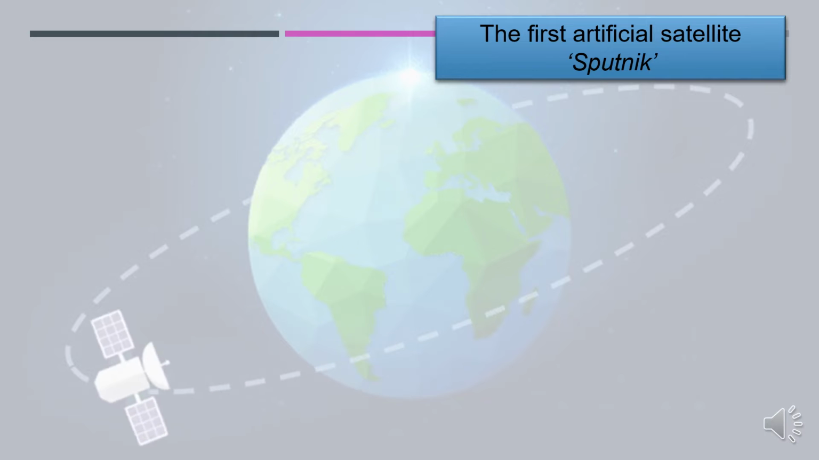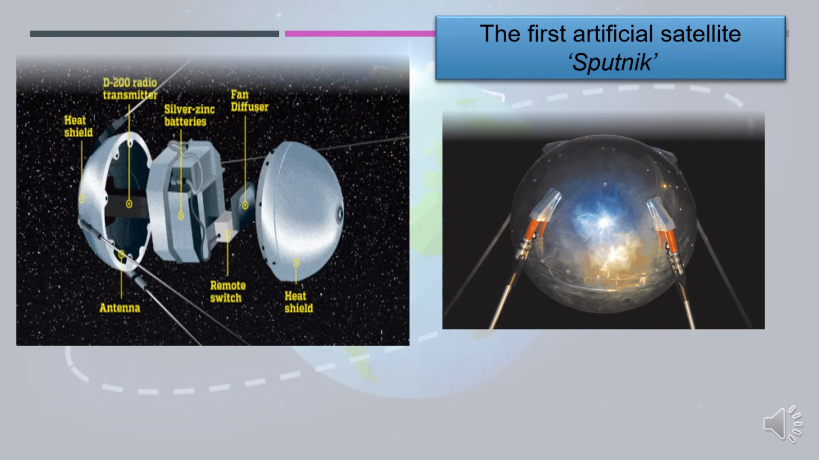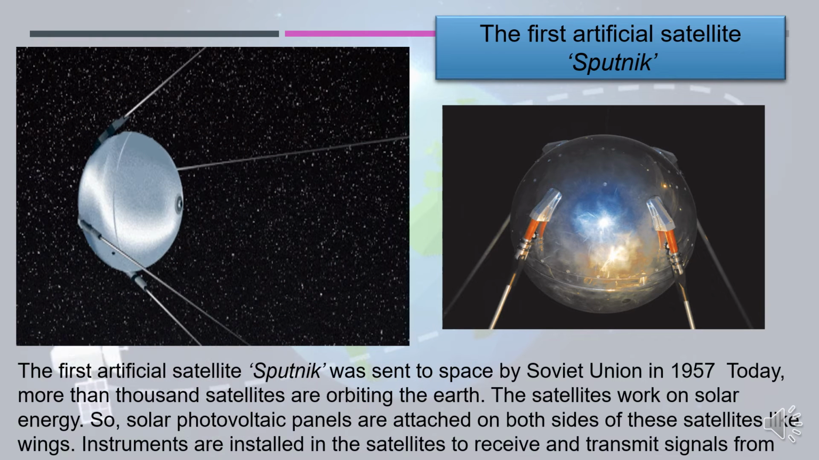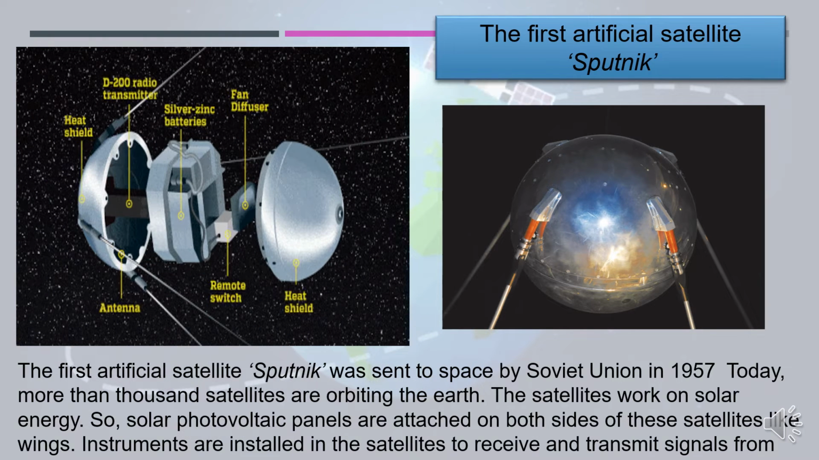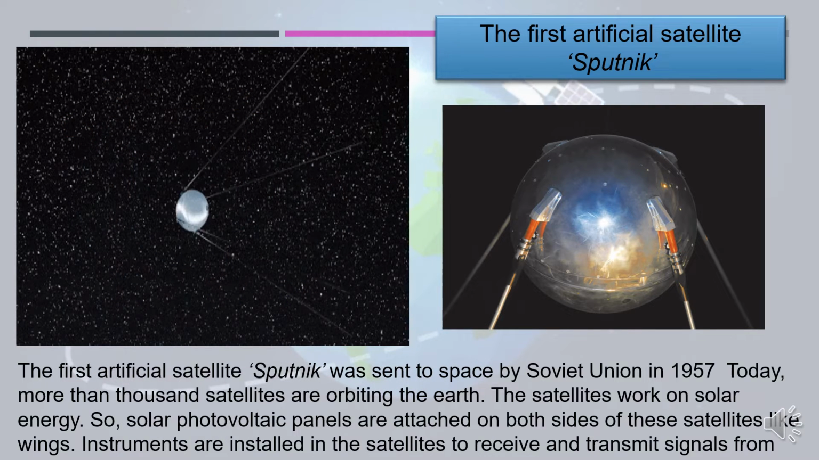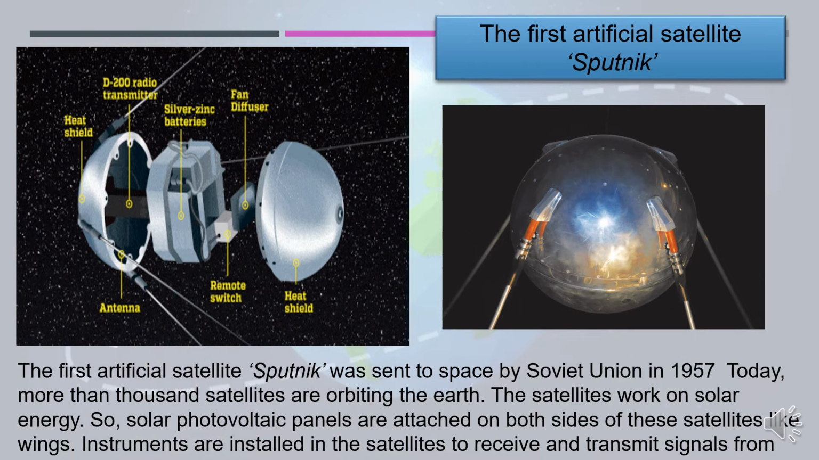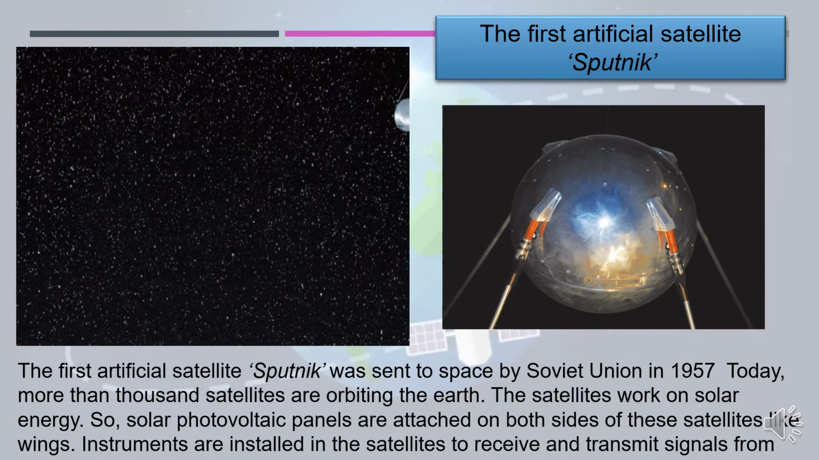Now the first artificial satellite was Sputnik. Now this is how it looks. Okay, the first artificial satellite is Sputnik, which was sent to space by the Soviet Union in 1957. Today, more than 1,000 satellites are orbiting the Earth. Satellites work on solar energy. ठीक है, आप लोग सोच रहे होंगे कि फ्यूल कैसे मिलता है उन लोगों को.